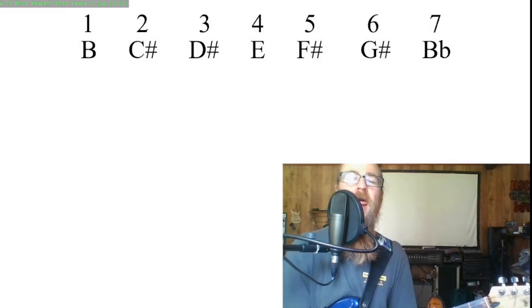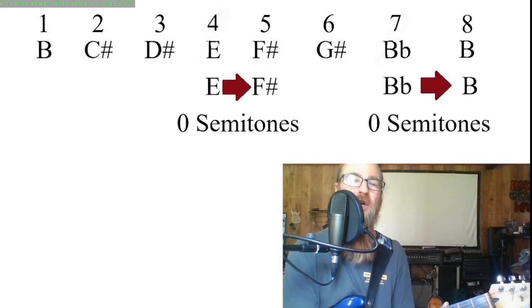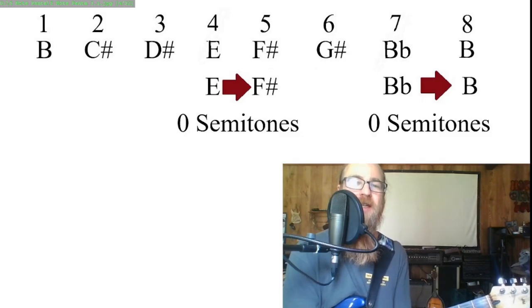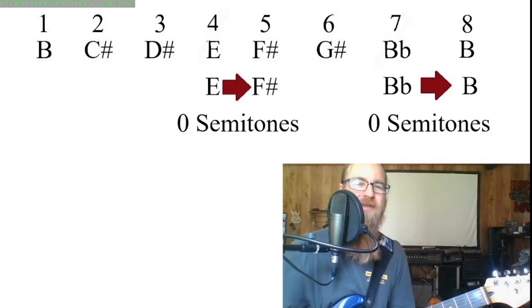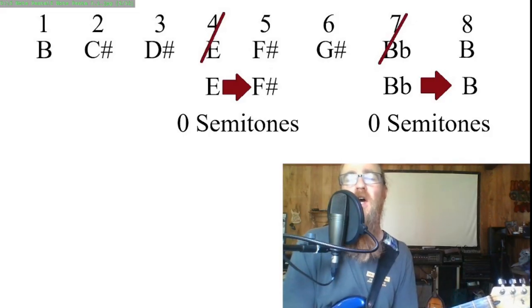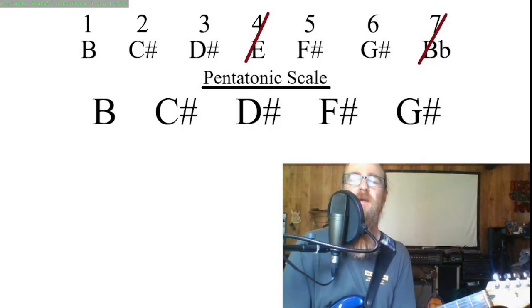And the way we do that is by cutting off the 4th and 7th intervals. The reason why is because it sounds so strange to have the 4th and 5th and the 7th and 8th together. The reason why is because there's no semitones between them, so it creates quite a bit of dissonance. So what we do is cut off 4 and 7, and that just gives us a 5-note pentatonic scale of B, C sharp, D sharp, F sharp, and G sharp.